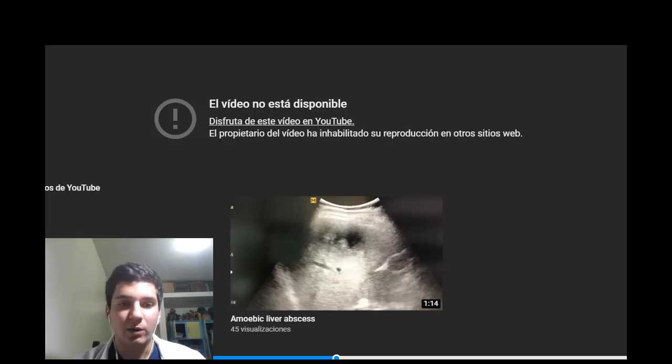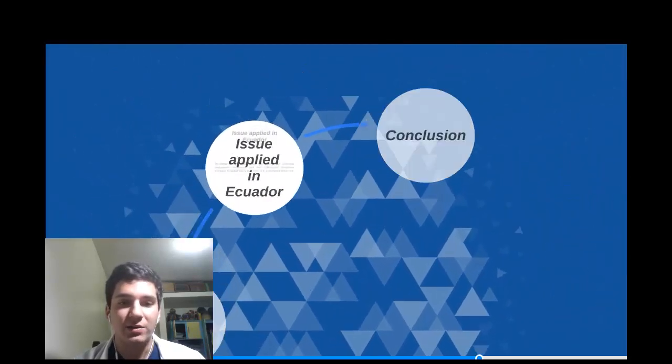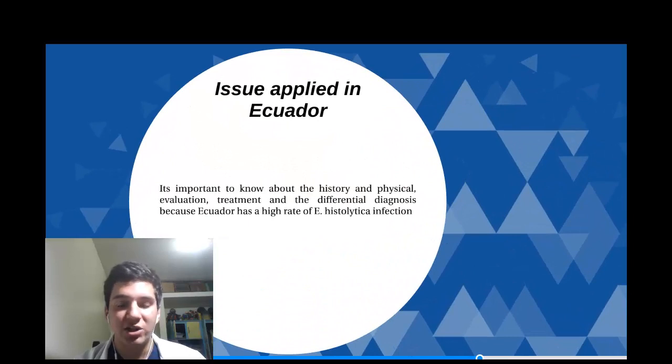Issues that apply in Ecuador. It's important to know about the history and physical evaluation, treatment, and the differential diagnosis, because Ecuador has a high rate of Entamoeba infection.